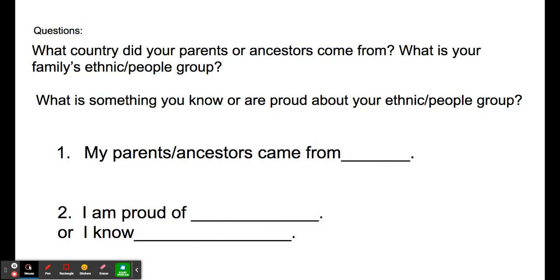So here are the questions. Question number 1: What country did your parents or ancestors come from? What is your family's ethnic or people group? And question number 2: What is something you know or are proud about your ethnic or people group?